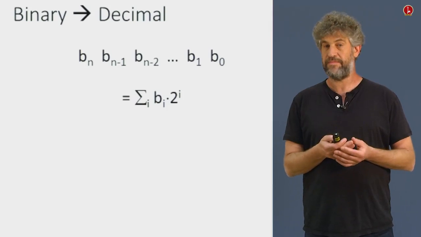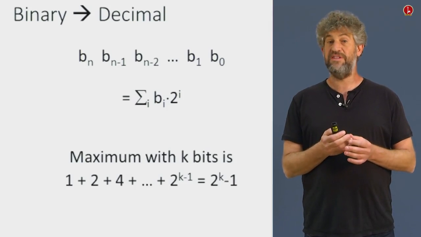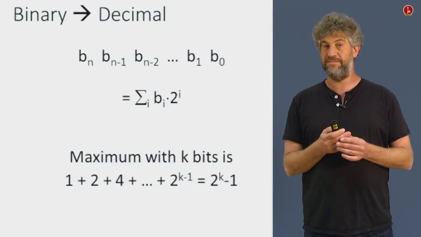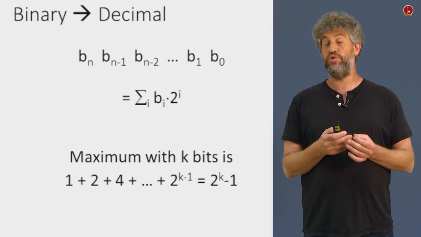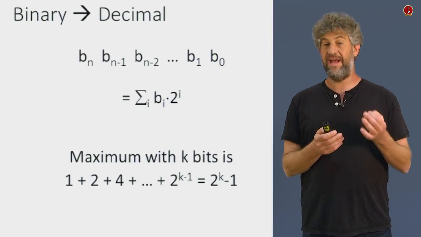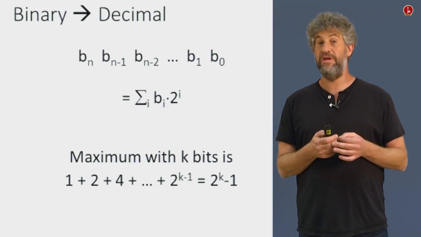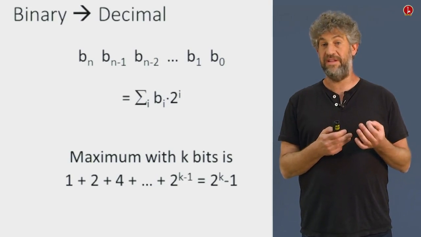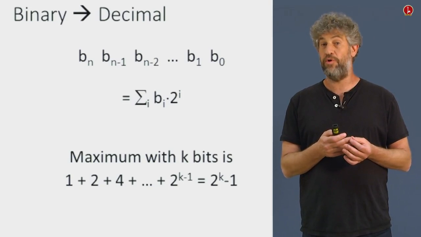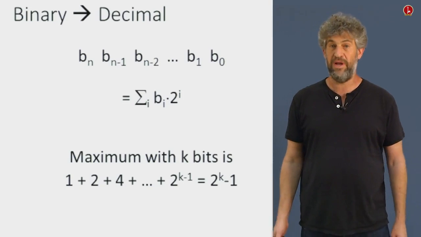One thing that we should note at this point is the maximum number we can represent with k bits. Well, we sum up from 2 to the 0 all the way to 2 to the k minus 1. Remember that if we start counting from 0, the last bit is indexed k minus 1. So we have the sum of 1 plus 2 plus 4 all the way to 2 to the k minus 1.